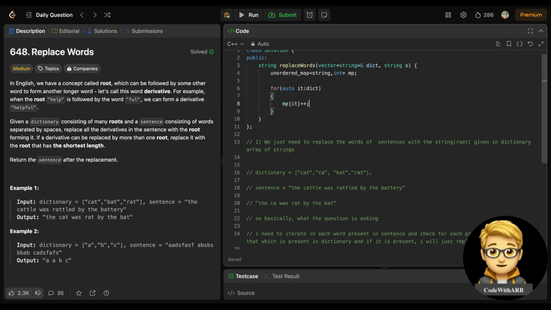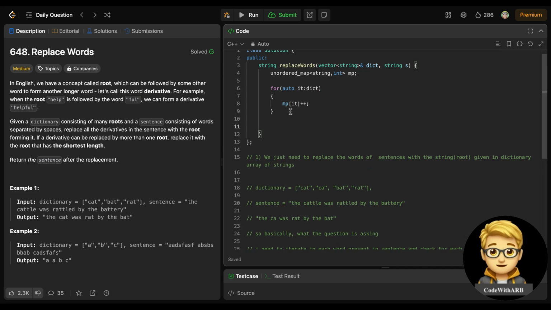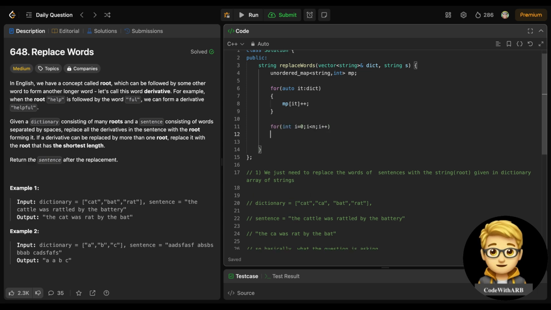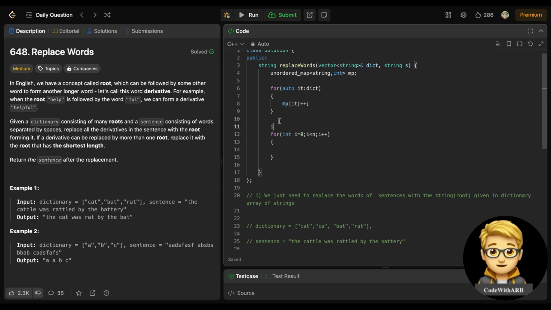...of it, plus I've just stored all the strings present in the dictionary in my hash map, hash table of course. So now I will move in this string. For moving, I will just iterate in the string, up to the sentence size.